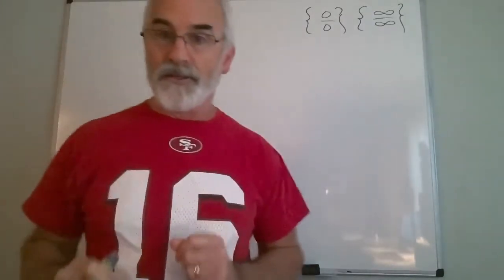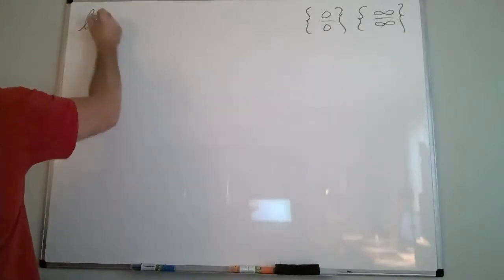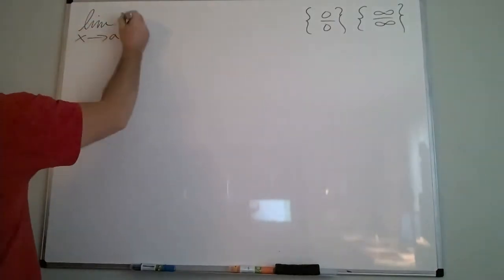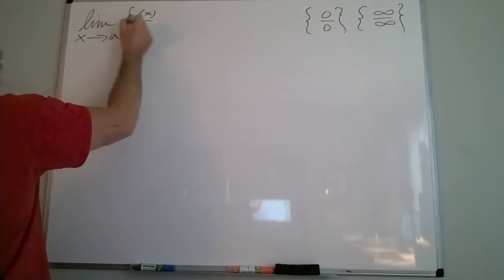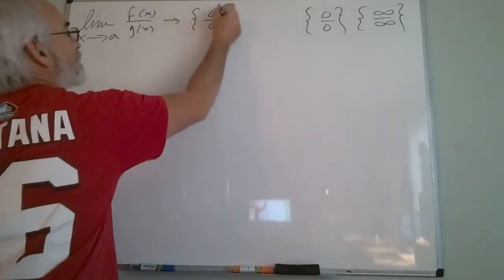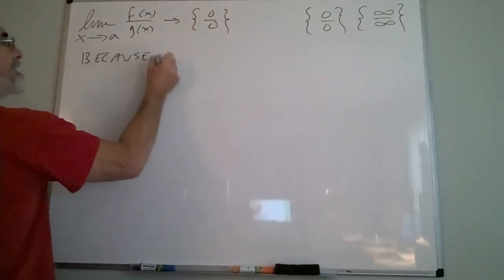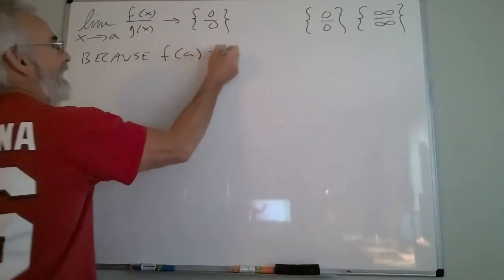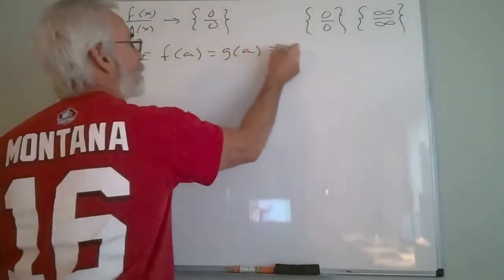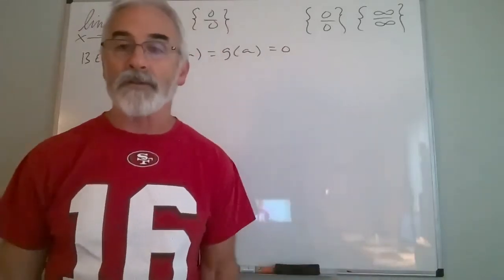And the idea is this. What if I have an indeterminate form? I've got the limit as x goes to a, let's just say, of f of x over g of x, and that approaches the form zero over zero, quite simply, because f of a and g of a are both equal to zero. Now, this is what we practiced last day. This is what you did a lot of in calc one.